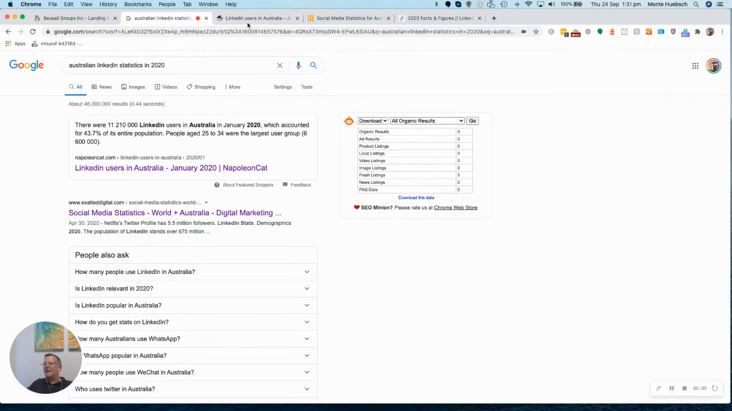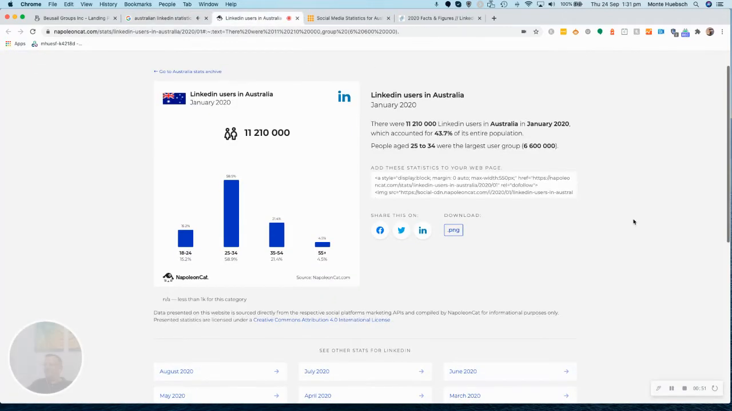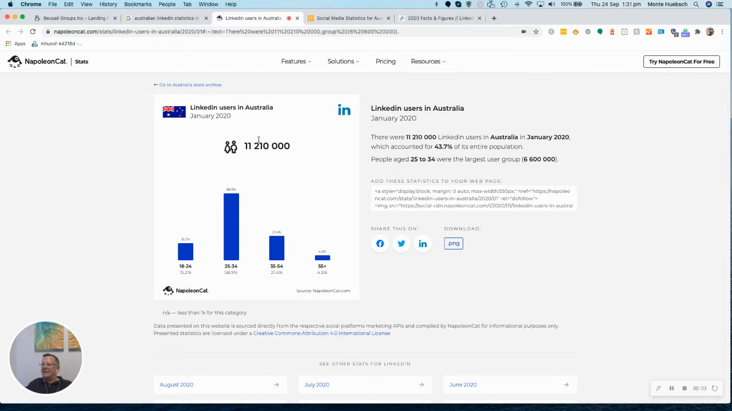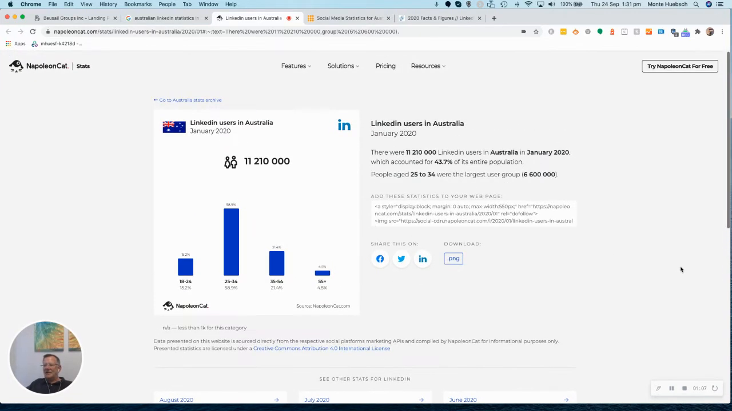So if I were to click on that, it would take you here. And so you can see that these are January 2020 statistics. 18 to 24 is a small percentage. The largest percentage is 25 to 34, then 35 to 54, and then over 55. So it's a large percent of the population when you realize that the people that are on LinkedIn are there for business purposes. It's not a consumer situation.